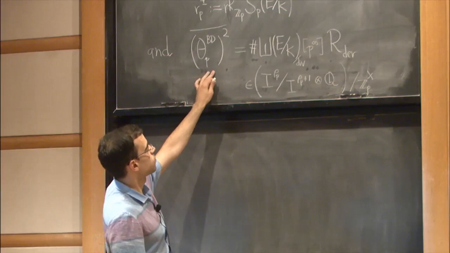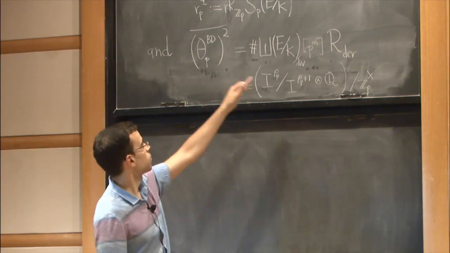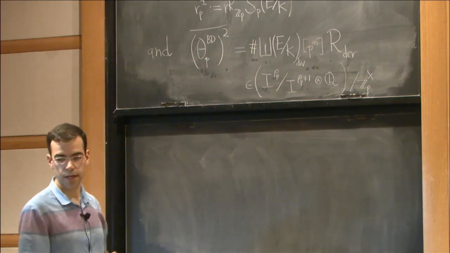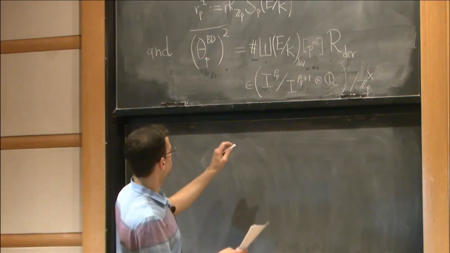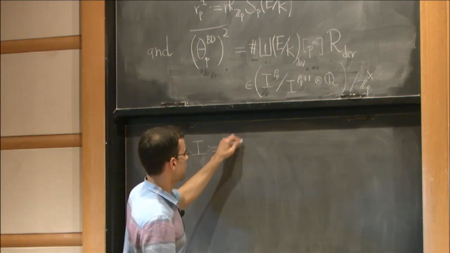Yeah. So originally, to get this, what you do is you work with the characteristic ideal of the module, but by the main conjecture that's the same as taking the square of the theta element. Okay, so what is I first? So I is by definition the augmentation ideal.